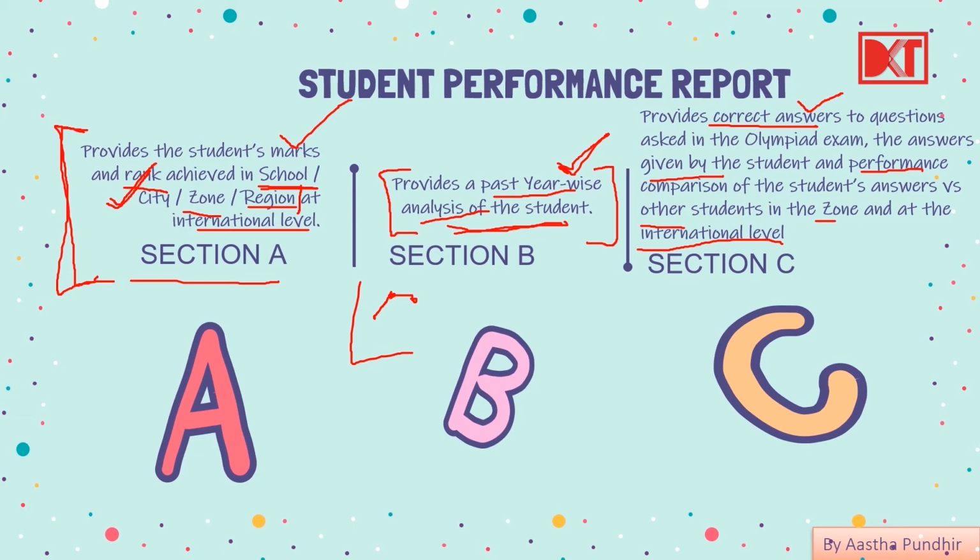All right, then what is the second part here? Performance comparison of the students' answers versus other students in the zone and the international level. So whatever your answers were, whatever your performance was, that performance is also compared at the zonal and at the international level. Now you see, we are talking about so many comparisons. Here we are comparing at the zonal and international level as per the performance. Here in section A, we are providing the students' mark and rank achieved at the school, city, region, international level. You are also given the past year-wise analysis.